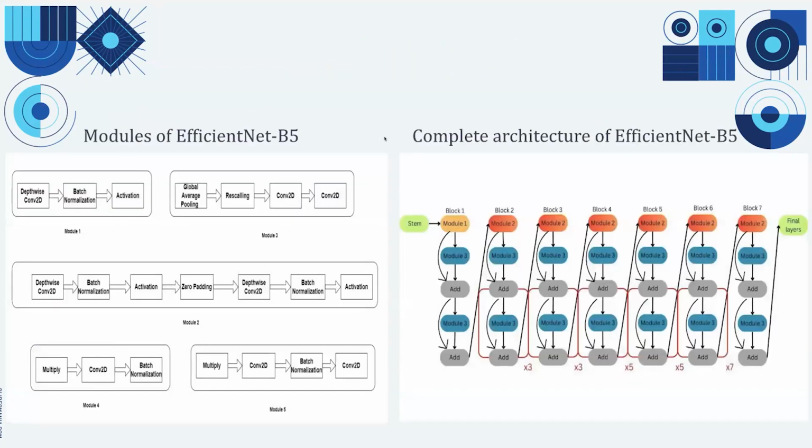This is the architecture of EfficientNet B5. So module 1 consists of a convolutional layer followed by batch normalization and an activation layer. And these are the 5 modules which are a part of EfficientNet B5. The image on the right shows the architecture of EfficientNet B5, which includes an array of these modules which form the complete architecture of EfficientNet B5.